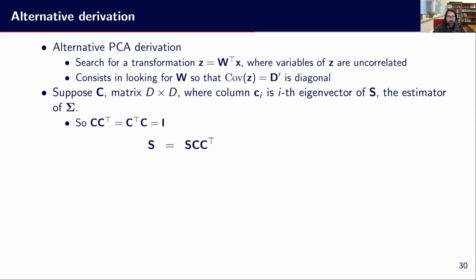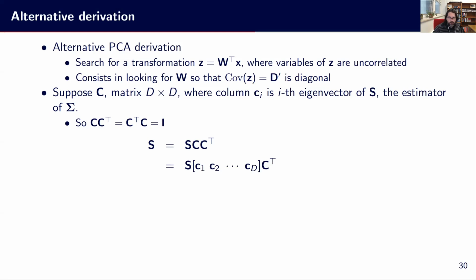And given the definition of eigenvectors, which make a basis, we know that basically C times C transpose, which is equivalent to C transpose C, is equal to the identity matrix. And as such, we can simply say that S is equal to S times C C transpose, because this corresponds to the identity.